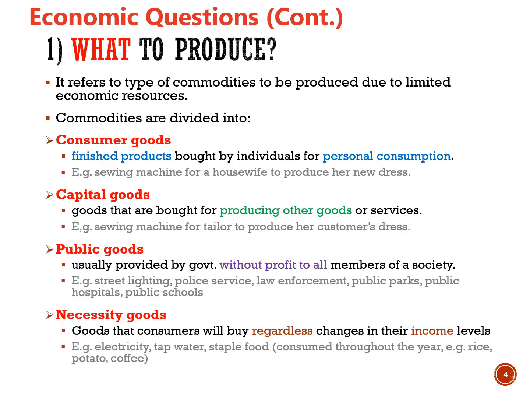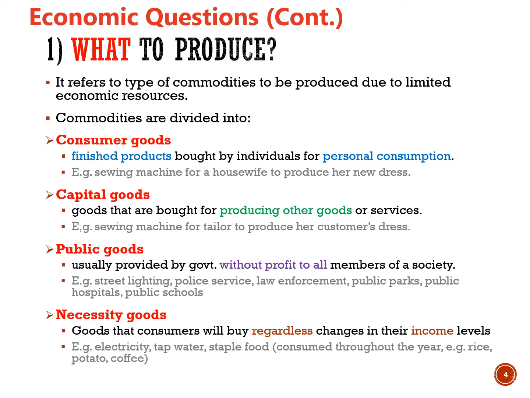The what to produce question refers to the type of goods and services that have to be produced due to limited economic resources. Commodities can be divided into a few types, such as consumer goods, capital goods, public goods, and necessity goods. Consumer goods are finished products purchased by individuals for personal consumption only, but not for business purposes. For example, a sewing machine bought by a housewife to produce new dresses for herself and her daughters.